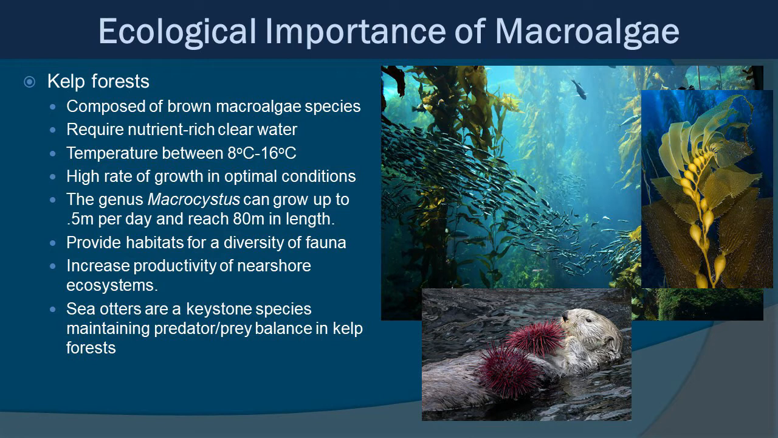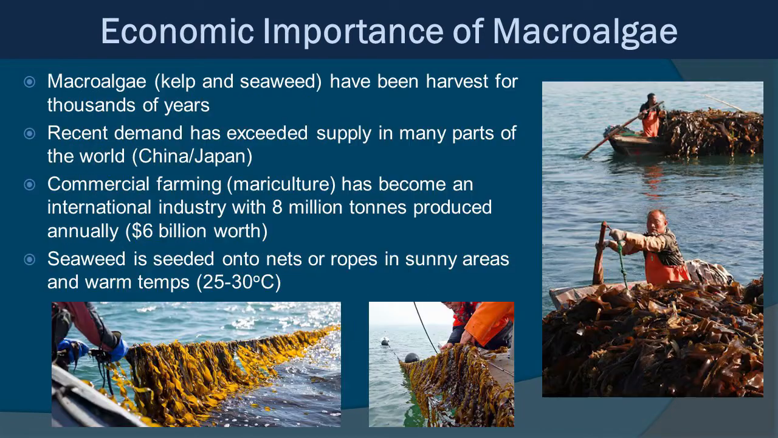They provide a huge amount of habitat for the flora and the animals that live in those areas. So the diversity is increased, but also there's an increase in productivity in nearshore ecosystems because of that kelp. We've already mentioned this before, but sea otters, of course, are a keystone species here, maintaining a predator-prey balance in the kelp forest, specifically with sea urchins.